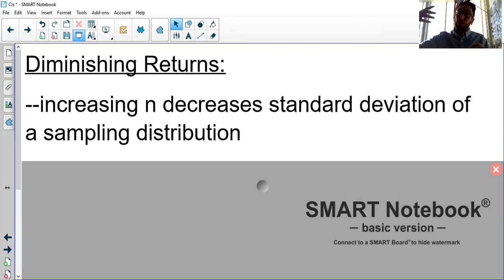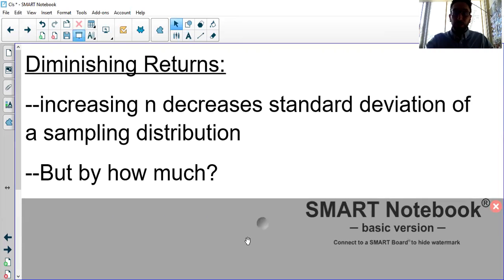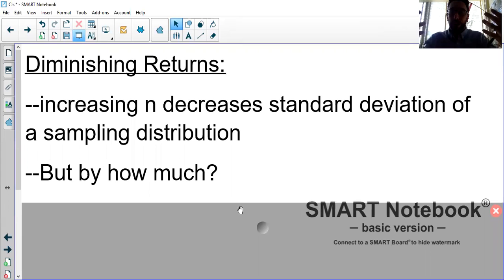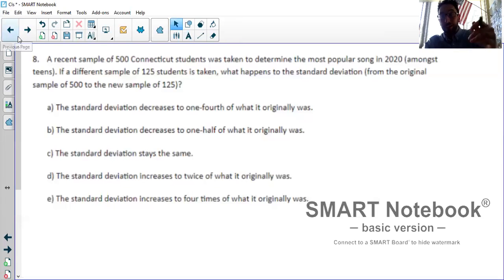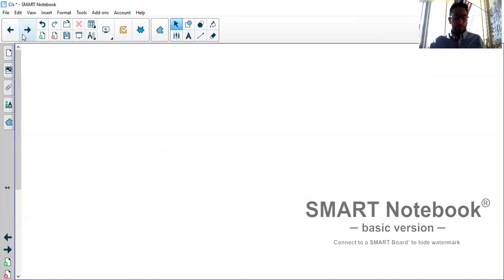And over the next couple of weeks, we'll also connect this idea to what we know about confidence intervals, margins of error, and the widths of intervals. But what we want to do in this video is quantify that. If we increase sample size, how much of an impact does that have on our standard deviation? And that's how we're going to approach a question like this.